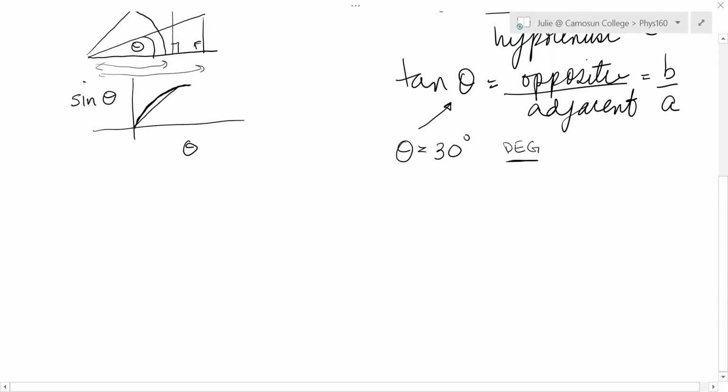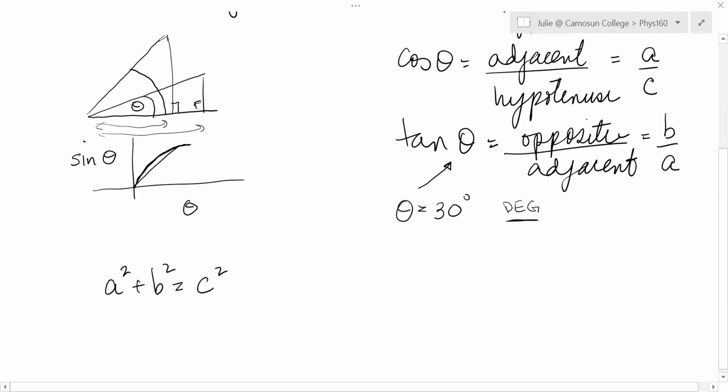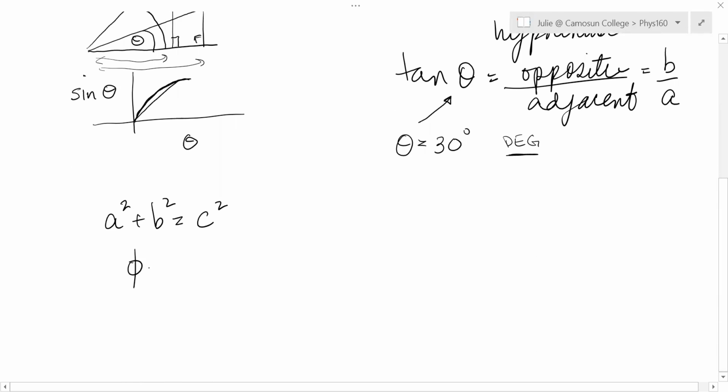So the Pythagorean theorem is that a squared plus b squared equals c squared. Okay, so those are 4 equations. We have 4 variables here. And another relationship that is always true for a right-angled triangle, if you go up here to this angle, call it maybe phi, phi plus theta would have to equal 90.